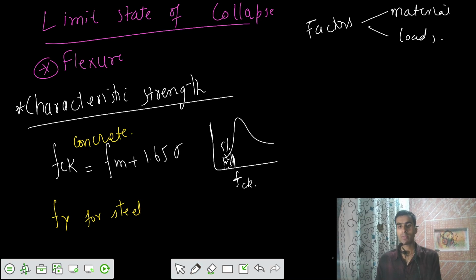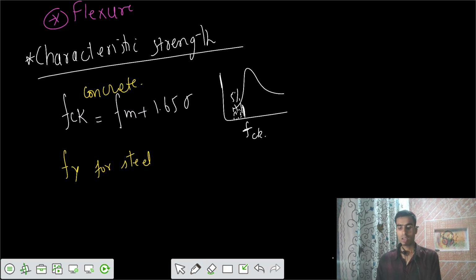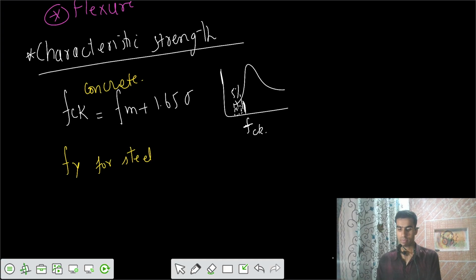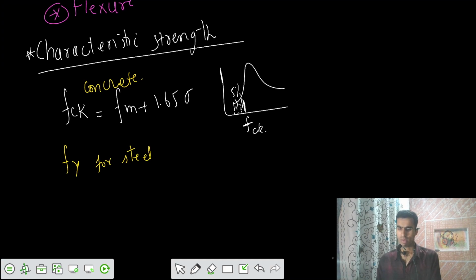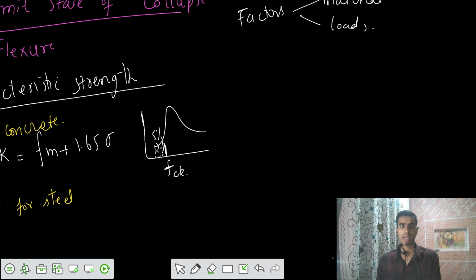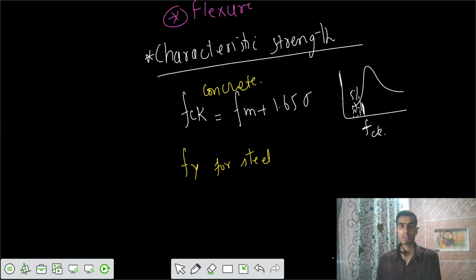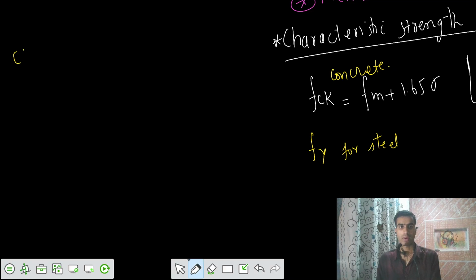Now the second one, once we have the material, is the characteristic load. So we have characteristic load.